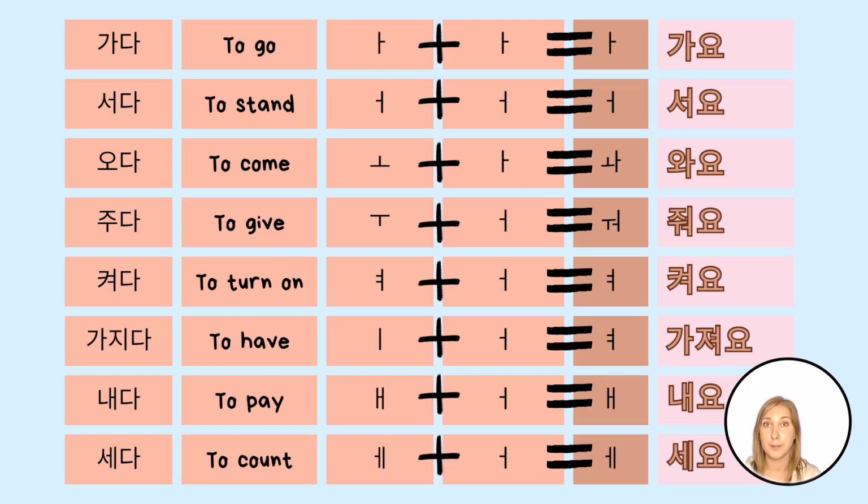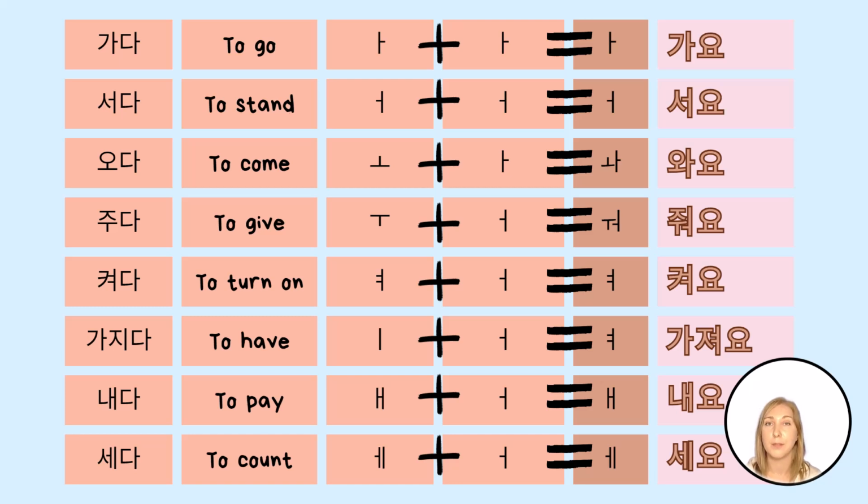So the first one is 가다. You have 가 combined with 아 because in 가, the last vowel is ㅏ, and you're attaching 아요. So you've got ㅏ and ㅏ. When ㅏ and ㅏ meet, it just becomes one ㅏ. So it's 가요, not 가아요. The next one, 서다, to stand. Again, it's the second rule that applies. So we're adding 어요, but when ㅓ and ㅓ meet, it just becomes one ㅓ. So it's 서요.